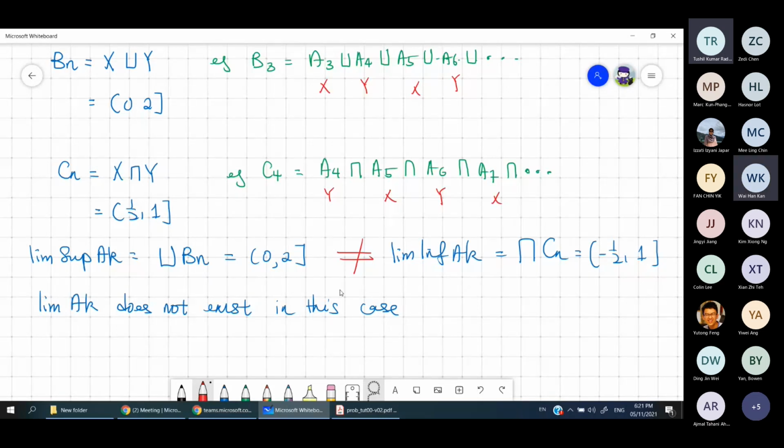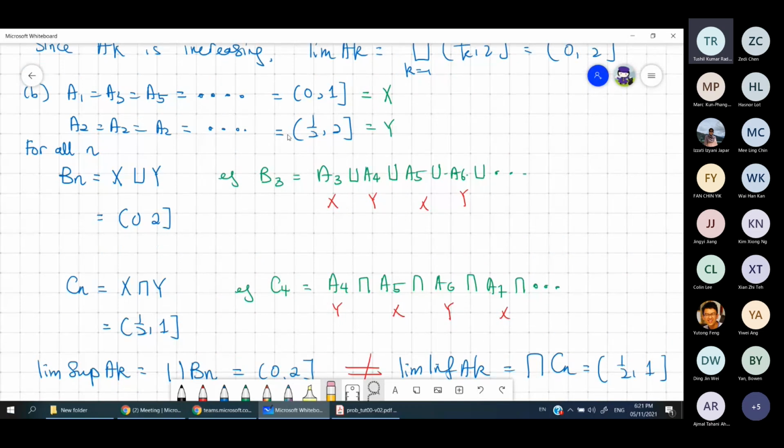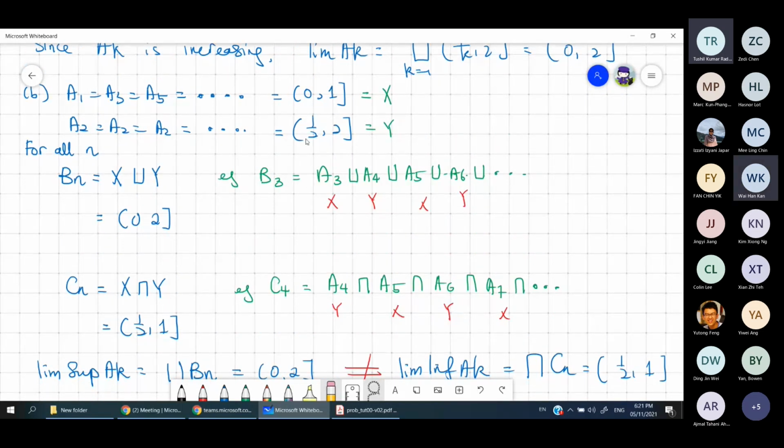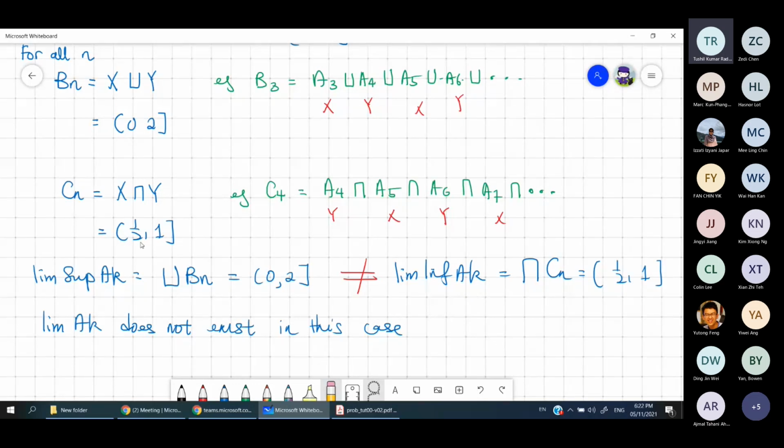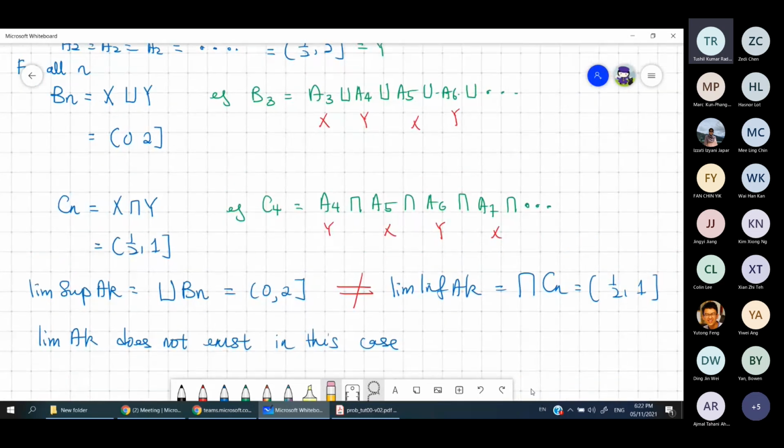Sorry, doctor, just to find out for the limit infimum of AK, the 1 over 2, does it need to be a closed bracket or open bracket? It is based on the question here. Because here it is open, when you take the intersection, it must be the open bracket. This one intersected with this must give you an open bracket. But X can receive 0.5, right? Yes, but this one excludes 0.5, because of X and Y. So this is open. If you take the intersection, half will not be in the set.